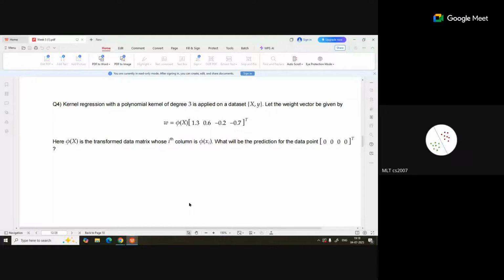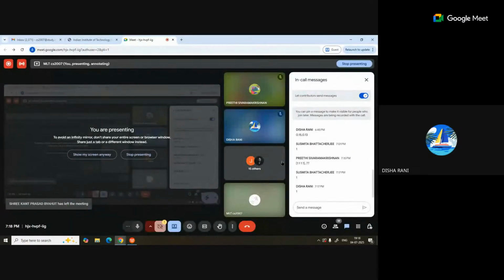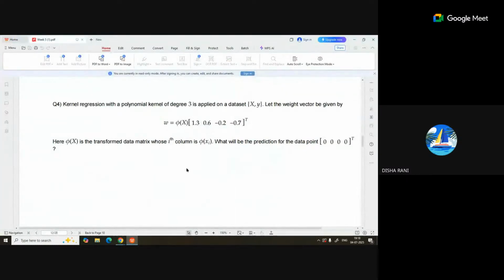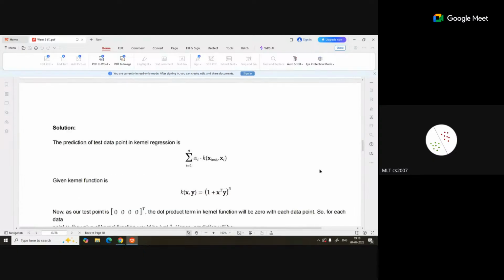Is it done? Okay, I will post the answers. The answer is 1. I think it was easy, not a difficult one, because all are ones. Here it is alpha into k, that is my answer. Let's see the solution.